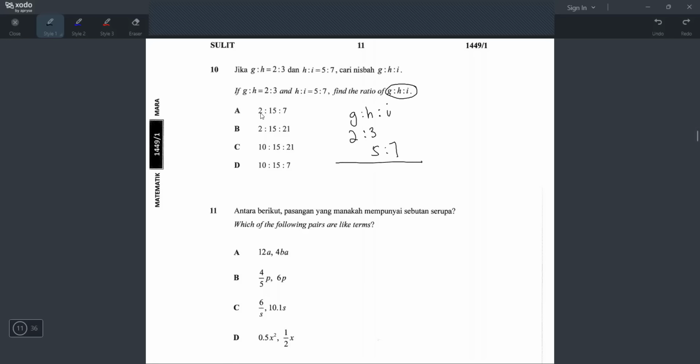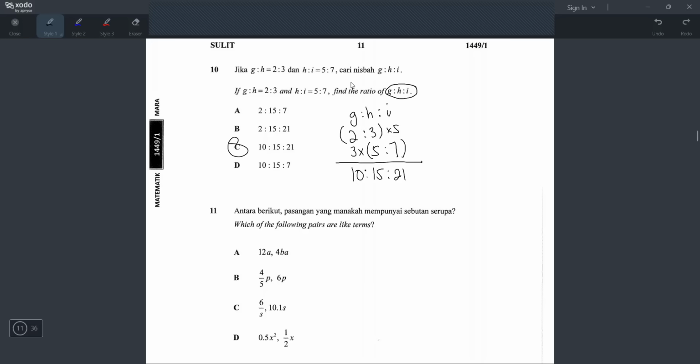But how can I combine? You have to make sure the number here is the same. If the number here is the same, then only I can combine these two sets of ratio. So how do we make this the same? Well, 3 and 5. How can I make them the same? I can take this whole thing times 5, right? And then take this whole thing times 3. Because when I do that, 3 times 5 is 15. 5 times 3 is 15. So I will end up with 15 in the middle. And then 2, I have to times 5. So I'll end up with 10. 7 times 3, which is 21, right? So the answer is C.